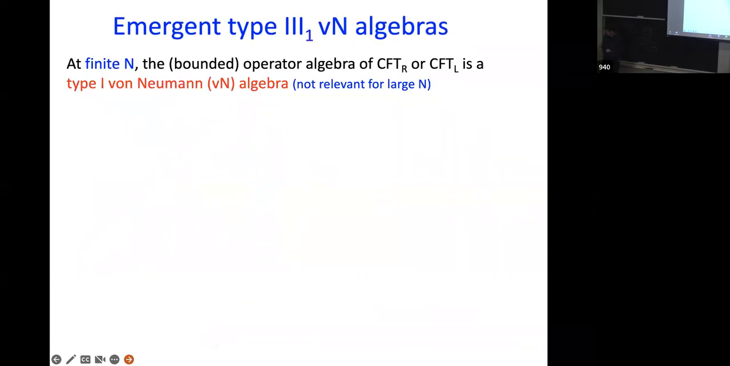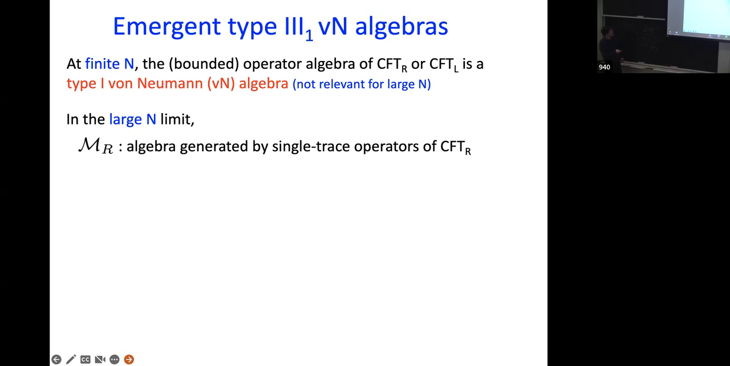So now here is the key. At finite N, let's look at the two quantum field theories in the thermofield double state, okay? If you look at the operator algebra of the right CFT at finite N, this is just the standard operator algebra in your right Hilbert space, and that is just the standard type I von Neumann algebra. But the claim is that in the large N limit, if you look at the algebra generated by single trace operators, those survive, and they actually have a different nature.